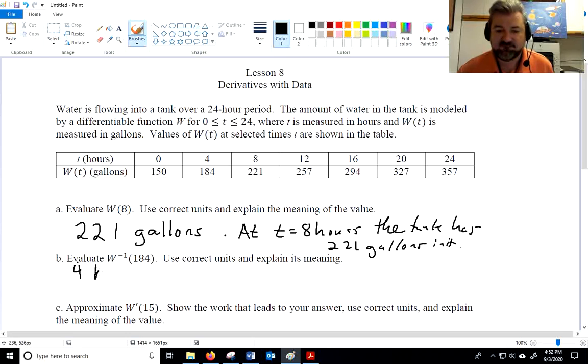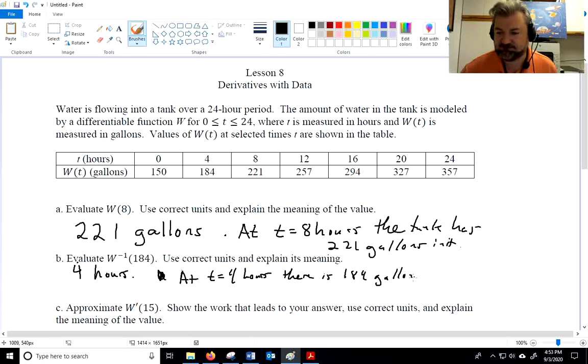What is the units? 4 hours, because it's an inverse. So my units are, you could probably say it exactly the same way. You could try and write it in an inversey kind of way. You could say it took 4 hours to have 184 gallons, but I'll just say at t equals 4 hours, there is 184 gallons in the tank.